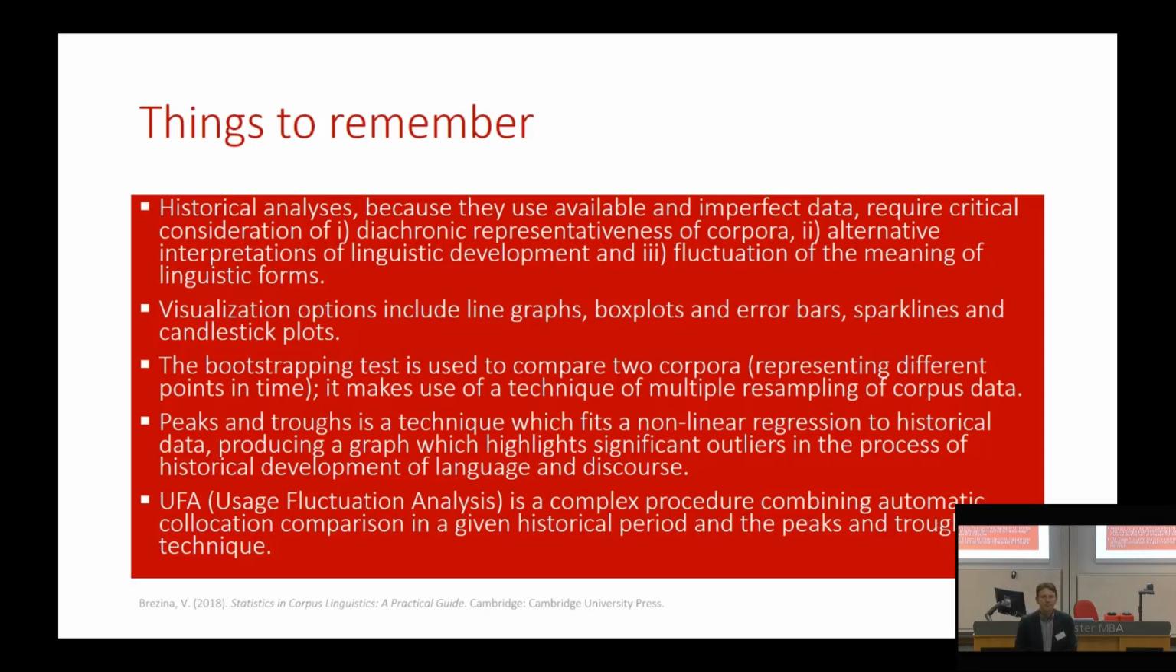So a few things to remember. When we look at historical analyses, we use the data that is available, and it is imperfect data. Well, any data is imperfect, but when we go back in history, we don't have that much choice in creating the perfectly random sample. So what we have to do is be critical about what data we have and what it can and cannot tell us. The limitations of the analysis. Thinking about diachronic representativeness, alternative interpretations of linguistic development, and also fluctuation of meanings across time.